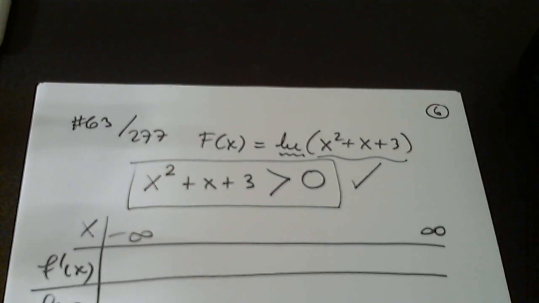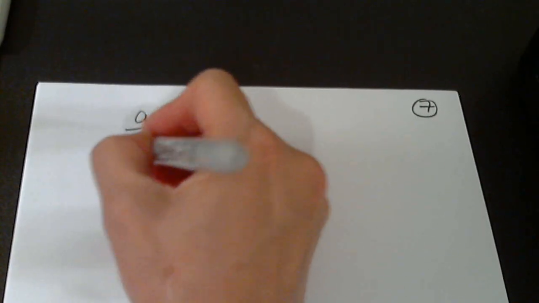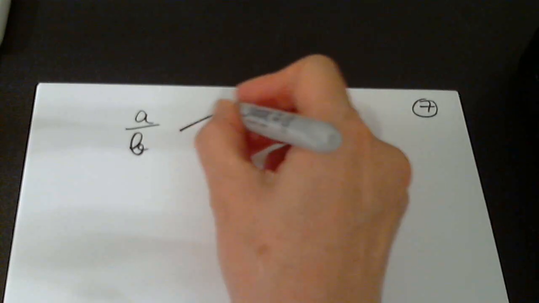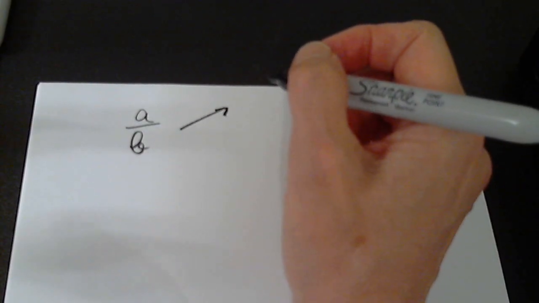So let's talk about this. This is very important. A divided by B. That's not possible. How do I stop that? My apologies for that.